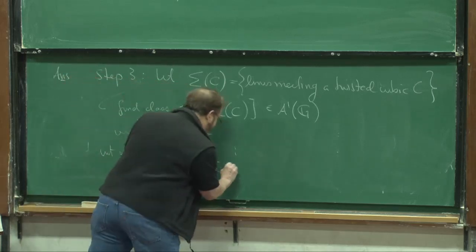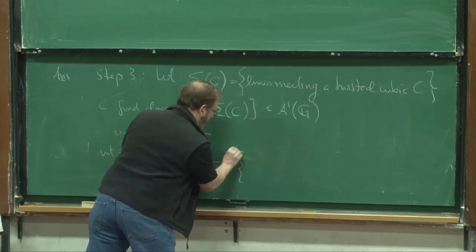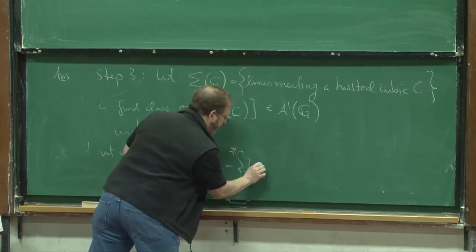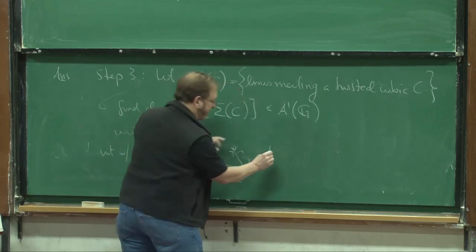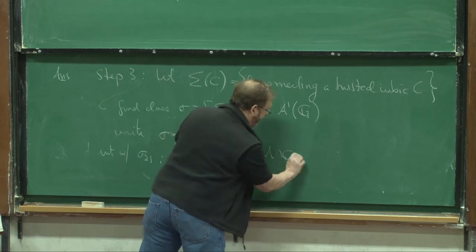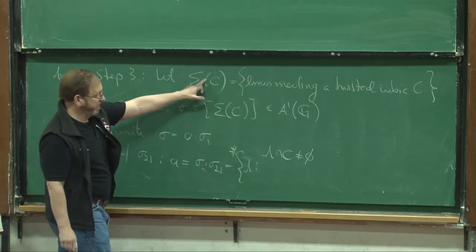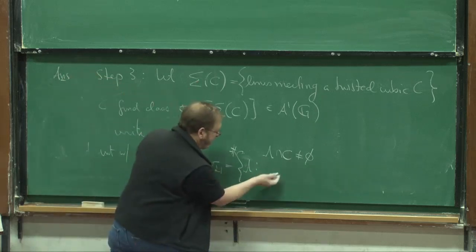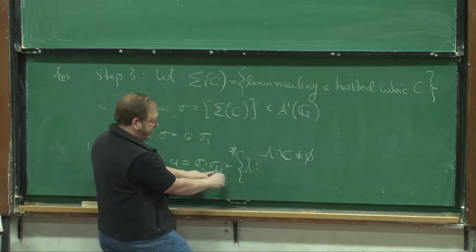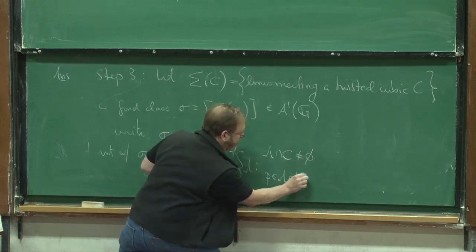That is simply the number of lines lambda that satisfy two conditions: lambda intersect C is non-empty, so that's the cycle sigma of C here, and lambda satisfies the condition of sigma 2,1. In other words, P is in lambda is in H.